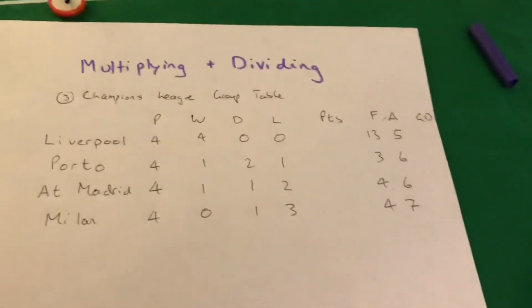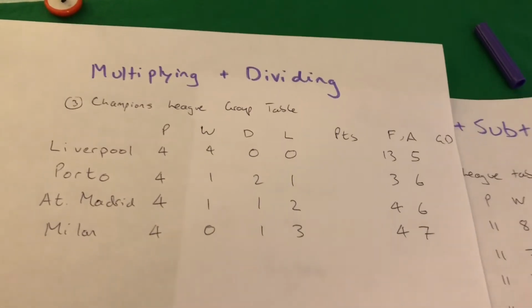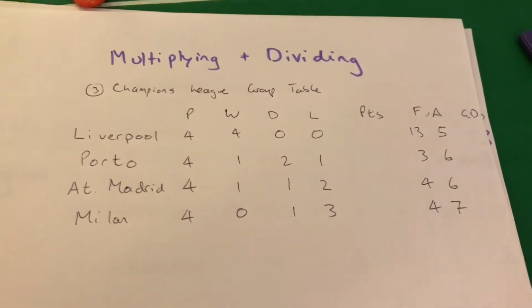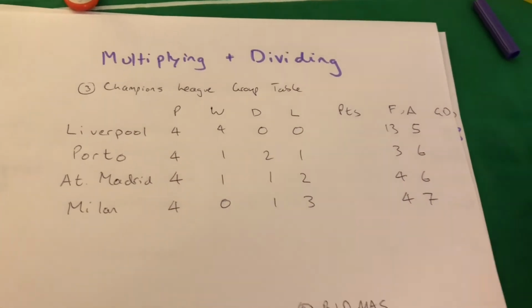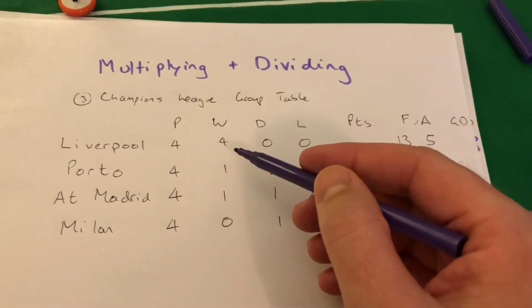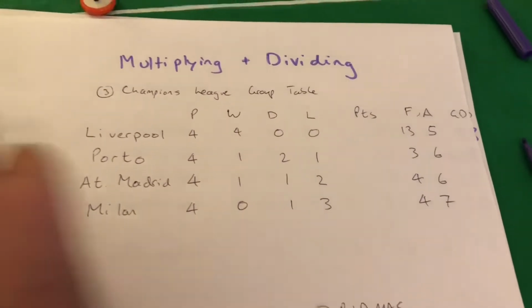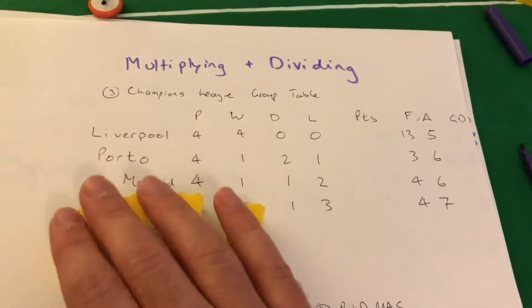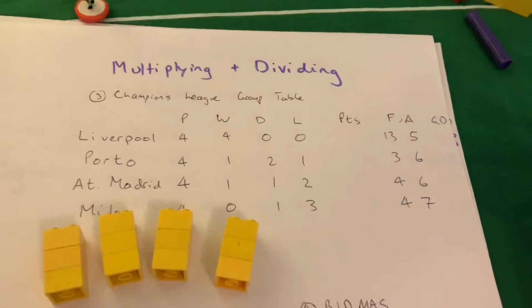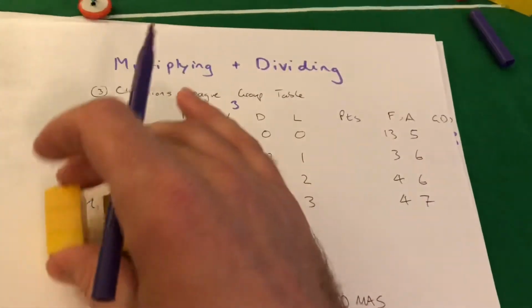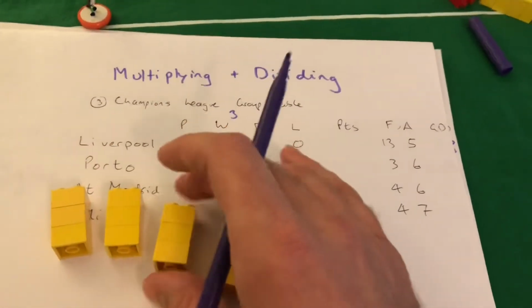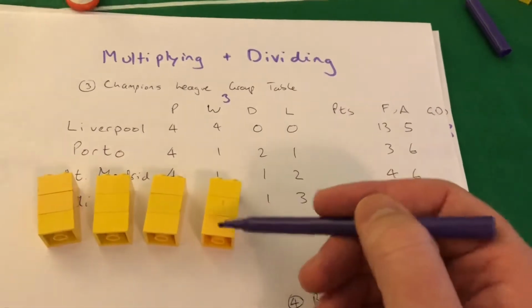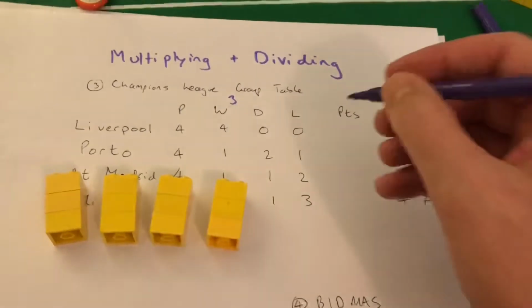Let's look at a bit of multiplying and dividing, and we'll look at the games in the Champions League. So Liverpool are currently top of their group, and they've played 4 games and won 4. So if I have each of these stacks representing 1 game, I want to know how many points they have. Well, in football, if you win a game, you get 3 points. So if each of these stacks of 3 is for each of their victories, then I can work out that 4 times 3, 1, 2, 3, 4, 5, 6, 7, 8, 9, 10, 11, 12, Liverpool will have 12 points.